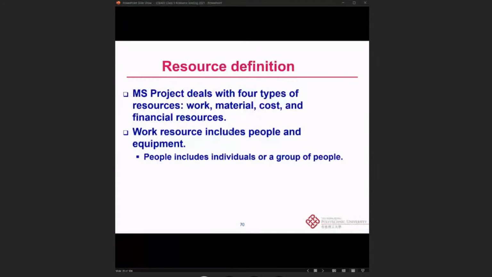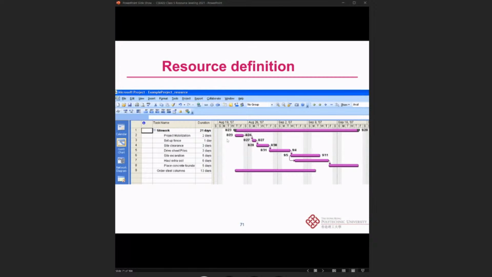All right. So then we need to tell the computer and define what the resources are inside your project. Microsoft Project deals with four types of resources: work, material, cost, and financial resources. The work resources include people and equipment. So actually you can assign someone, or even type some name or a group of people, into that software. Okay. And this is what the interface looks like.